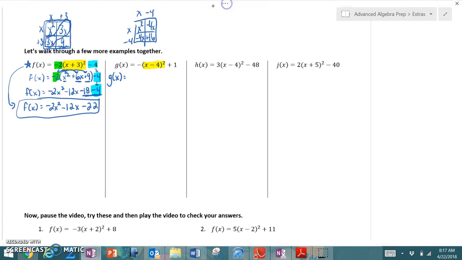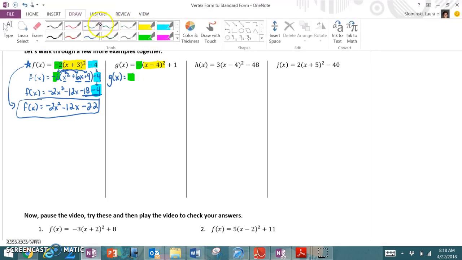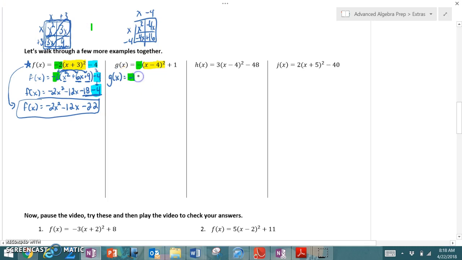Now, one thing to be really careful of in this one is there's just this negative in front. I need to make sure I bring it down. So I'm bringing that negative down. And then instead of x minus 4 squared, I'm going to add these terms. X squared, I have a negative 4x, and then negative 4x is negative 8x plus 16. And then don't forget to bring down your plus 1.